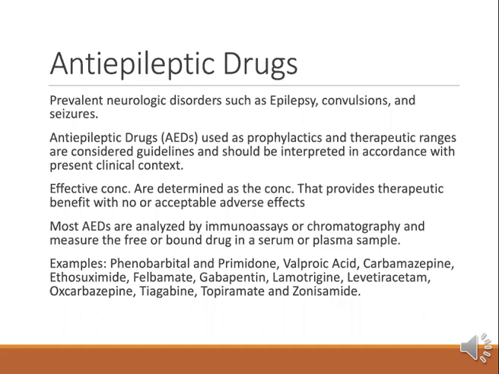Most of these anti-epileptic drugs are analyzed by immunoassays or chromatography and measure the free or bound drug in a serum or plasma sample. Some examples of anti-epileptic drugs are phenobarbital and primidone, valproic acid, carbamazepine, and then you can read the rest here.